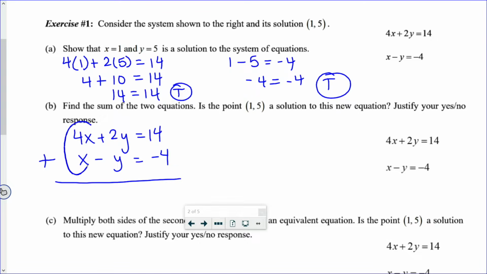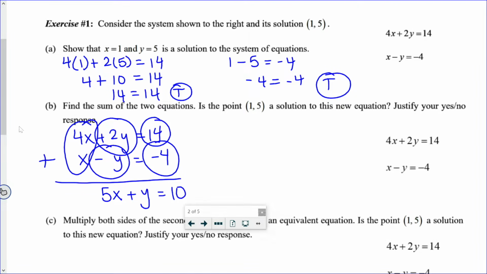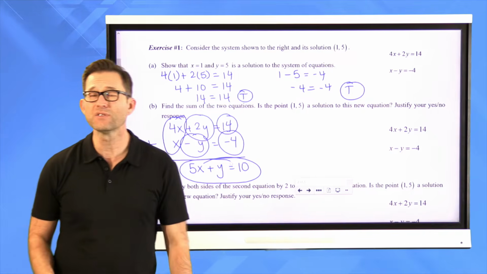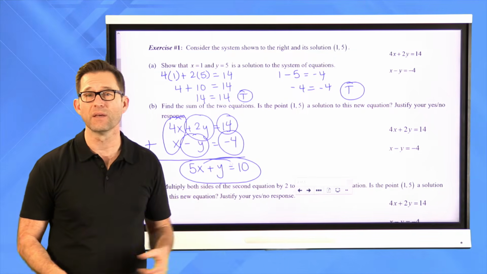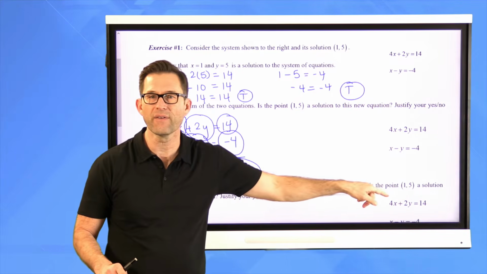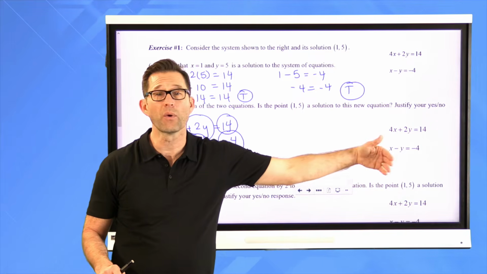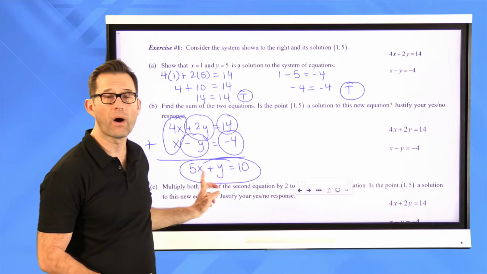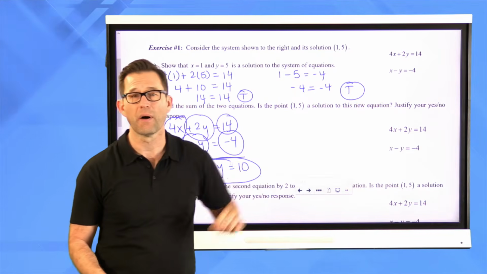What's great about this is I can just combine like terms. I'm going to get 4x plus x, which is 5x, and then 2y plus a negative y is just a positive 1y, and then I'm going to have 14 plus negative 4, which is a positive 10. Remember, I'm adding these, not subtracting these. So when I add the two equations together, I get 5x plus y is equal to 10. Simple enough. I should be able to just see that right here: 4x plus x is 5x, 2y plus negative y is positive 1y, and 14 plus negative 4 is positive 10.